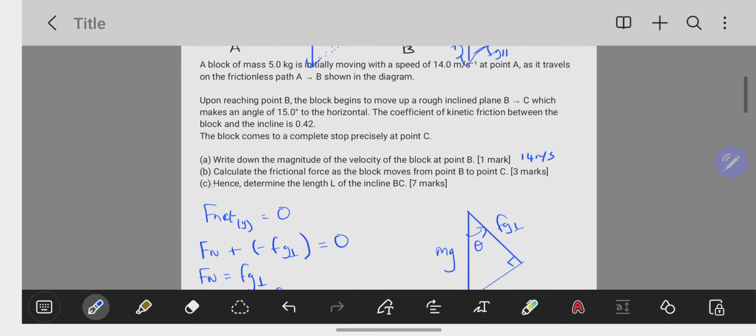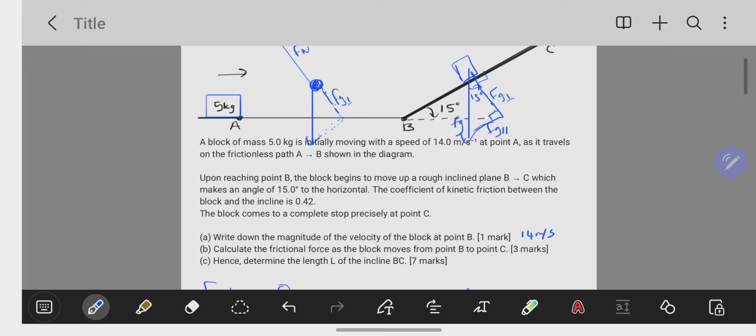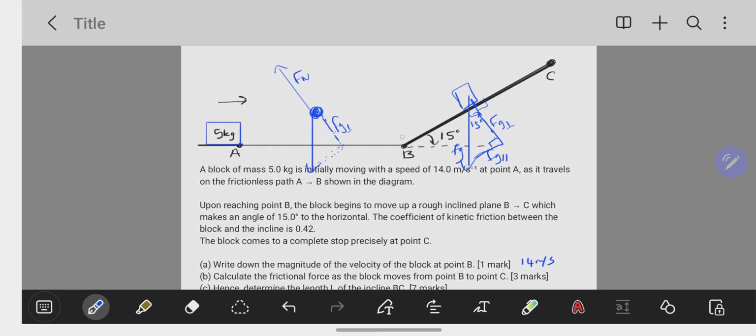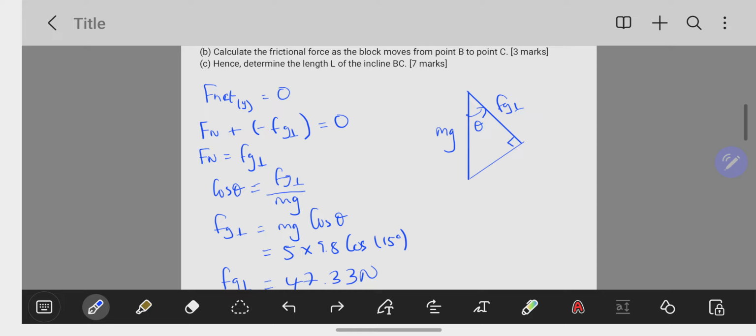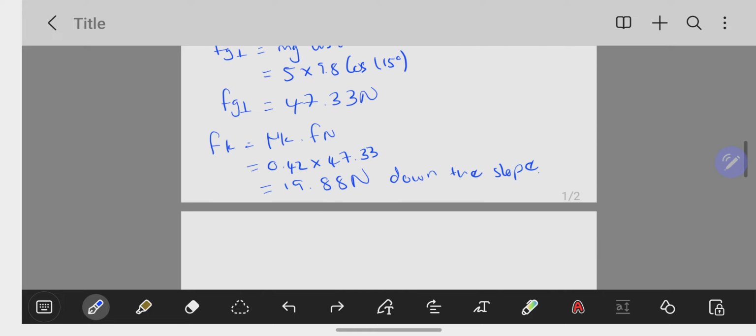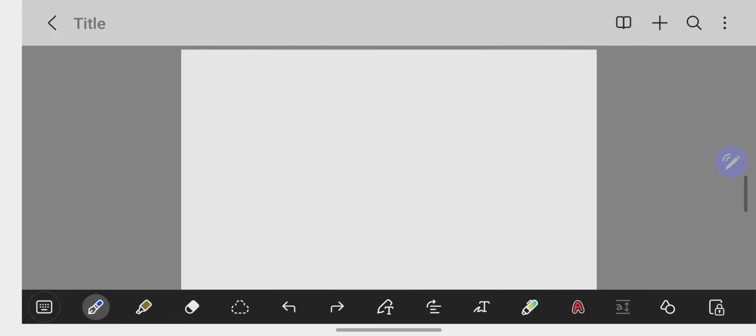Now the last question asks us to determine the length L of the incline BC. So we'd like to know what this length is. Okay, so the block moves from B to C, where it stops at C. As it moves from B to C, it experiences a frictional force. Now we have a non-conservative force acting on the object. That's basically a force that's either trying to speed up or slow down the object. So in this case, it's only frictional force that we have.